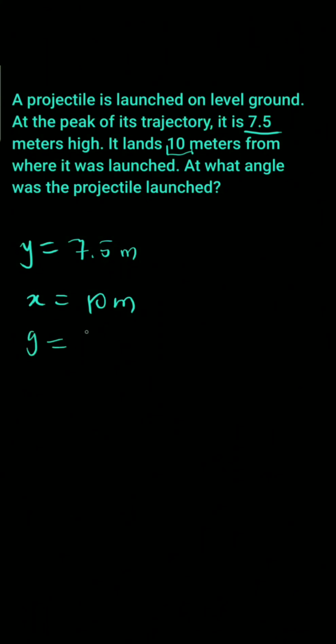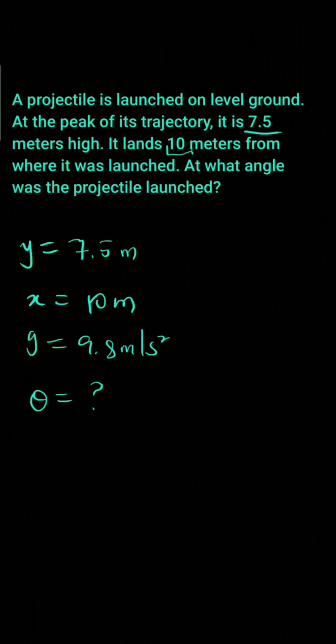So the maximum height in this case is 7.5, and also the horizontal displacement, which is the horizontal range, is 10 meters. Now y is equal to 7.5 according to the question, and x, which is the horizontal displacement, is nothing but 10 meters. g is always equal to 9.8 meters per second squared. What we're looking for is theta. So let's see what we're going to do about it.